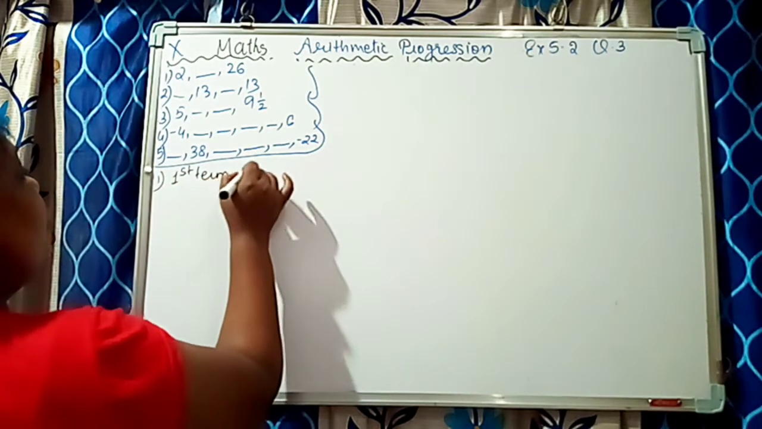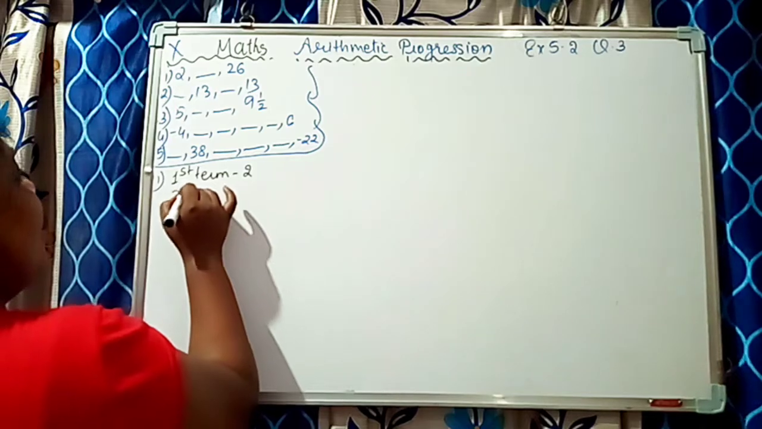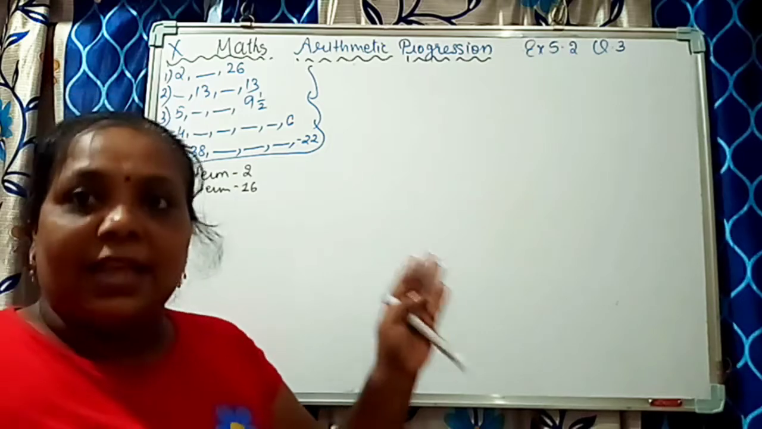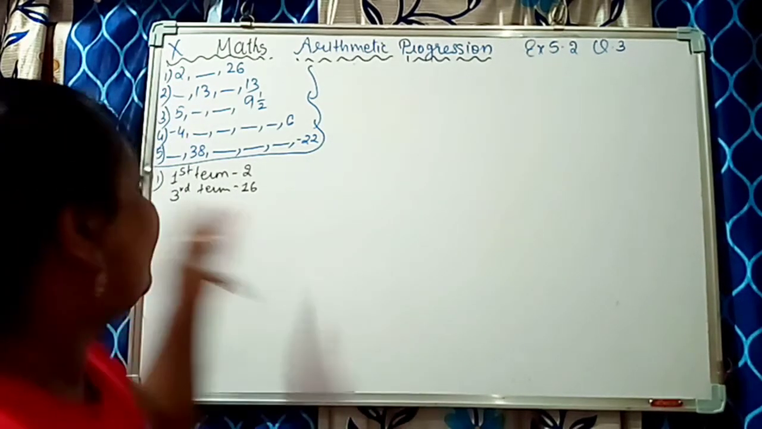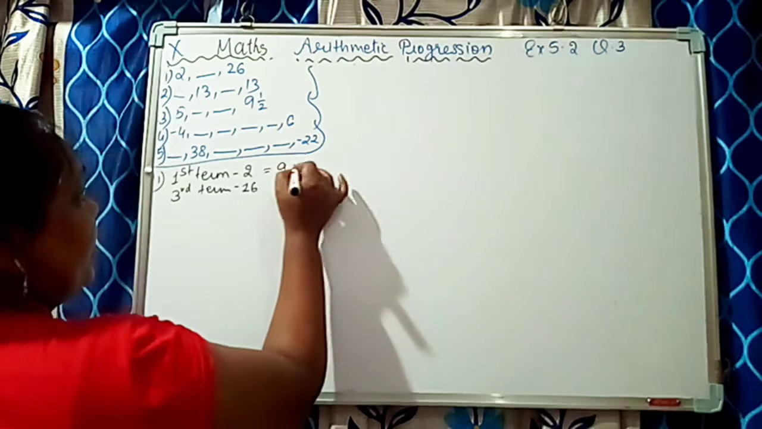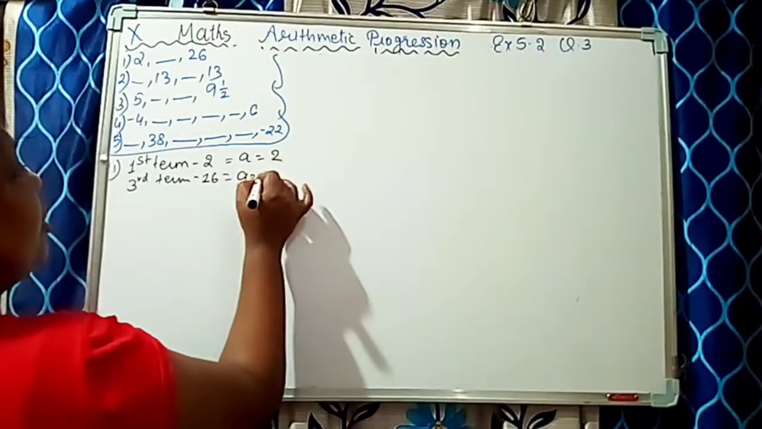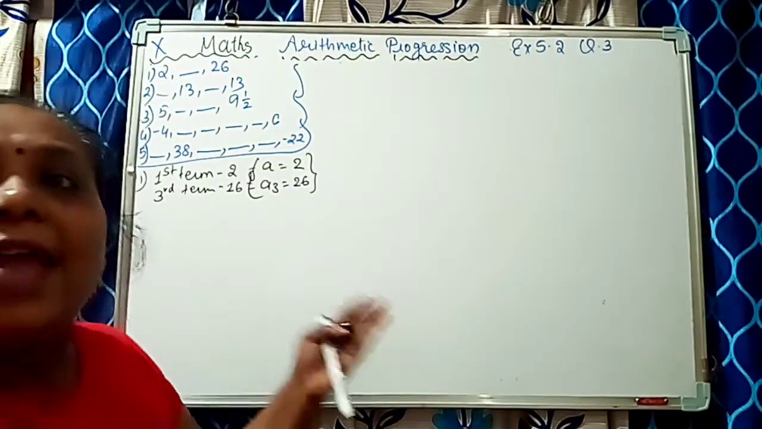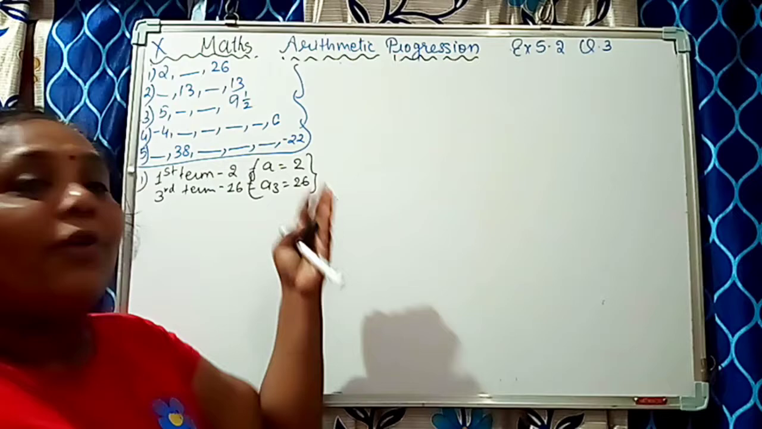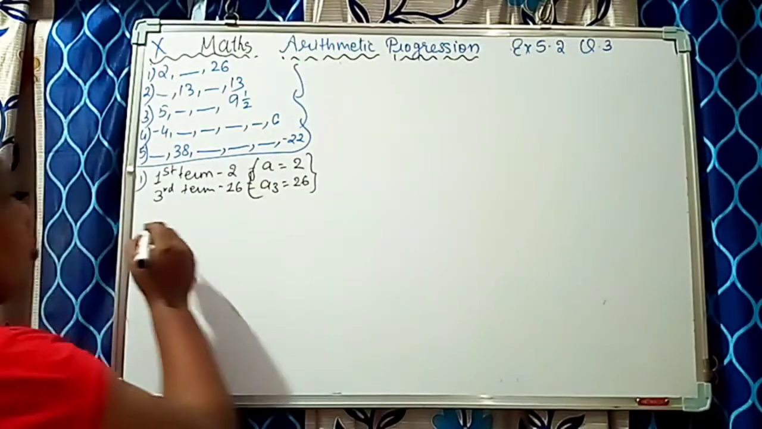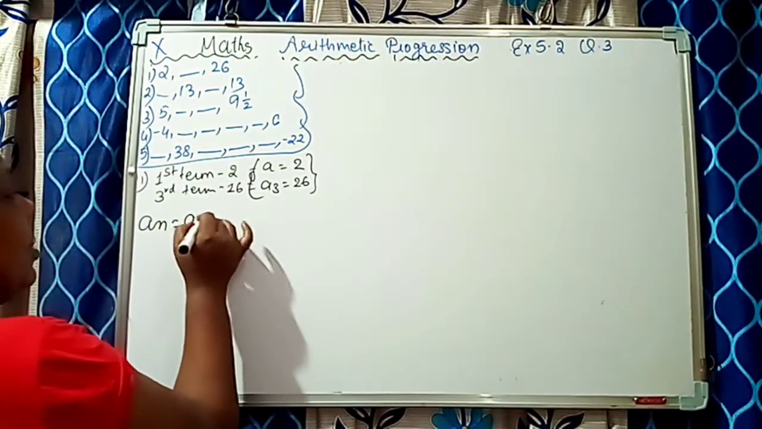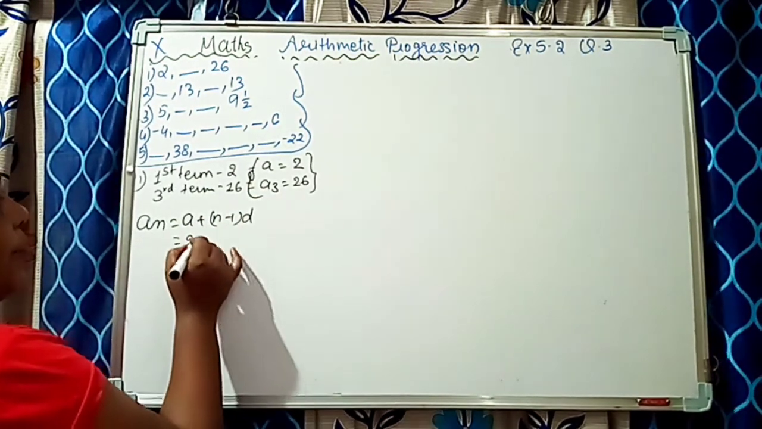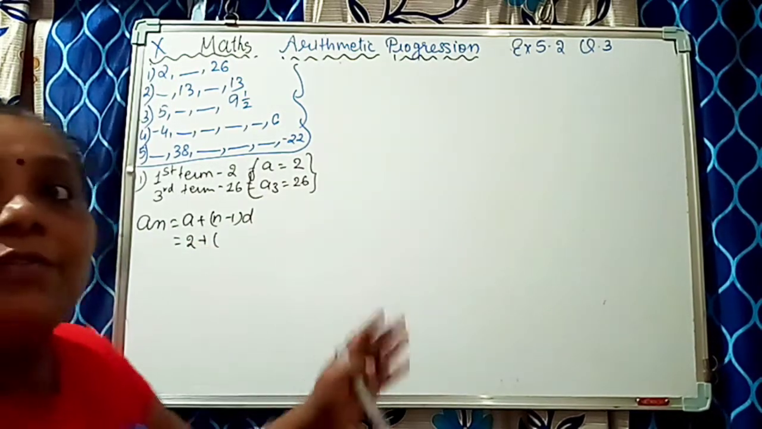First term is 2 and the third term is given, that is 26. Okay, two terms are given. So what is our a? a is equal to 2 and a3 is equal to 26. Okay, we got this. As we know, for an AP, what is the formula? a_n is equal to a plus (n minus 1)d. So what is our a? 2, plus n, what is that? We have to find out.